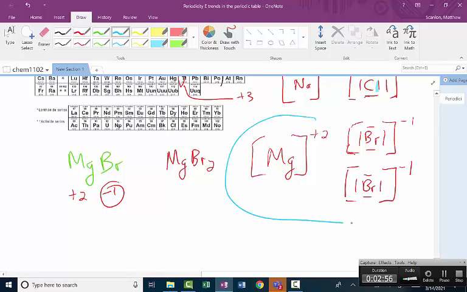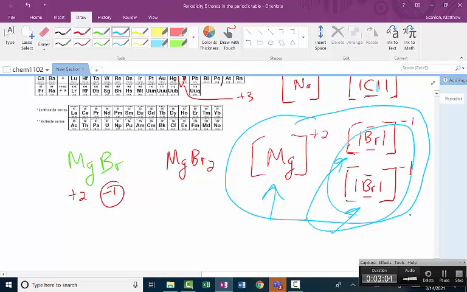So these are the Lewis dot structures of the ionic compounds. This is the magnesium ion, and here are the 2 bromide ions right here. The whole thing is the Lewis dot structure. We'll try one more, and that'll be enough.